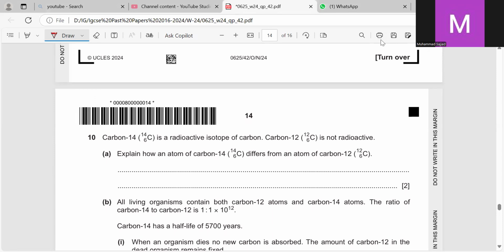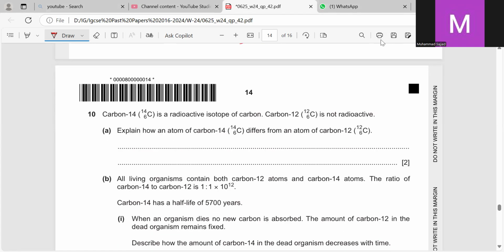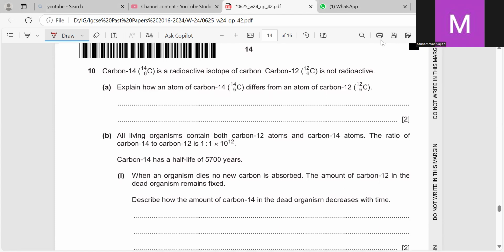For right now, we are solving the paper under our consideration, October November 2024, paper 4 variant 2, and we will be solving in this video questions on nuclear and atomic physics as well as space physics, the last two blocks. So question number 10 is under our consideration.